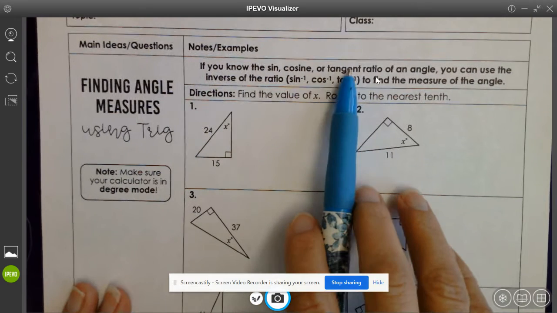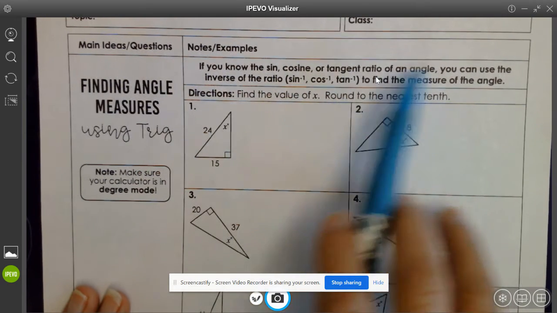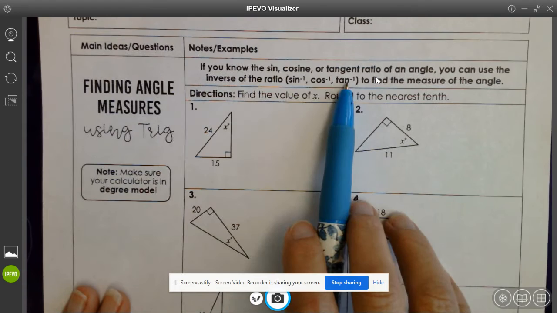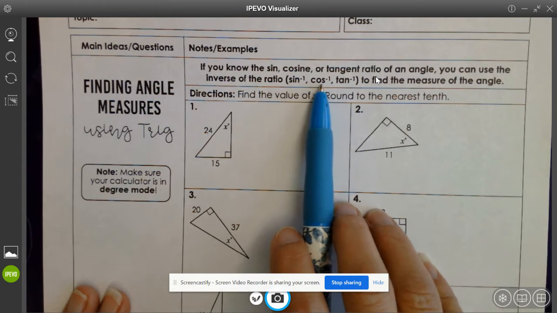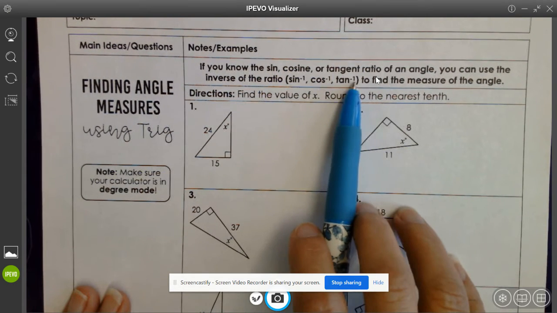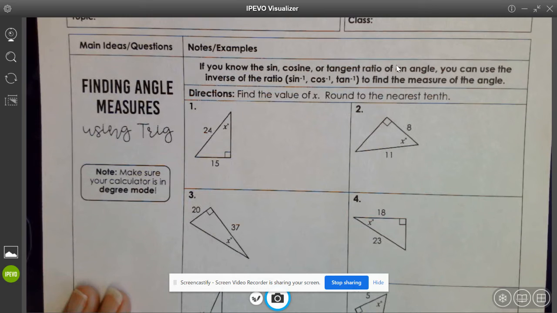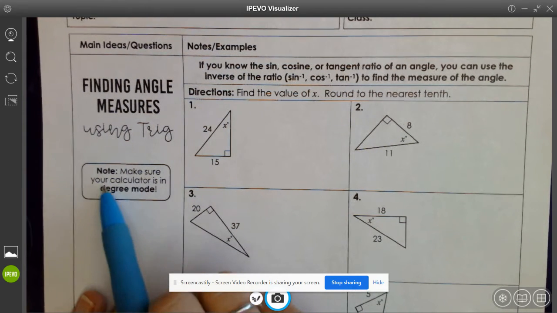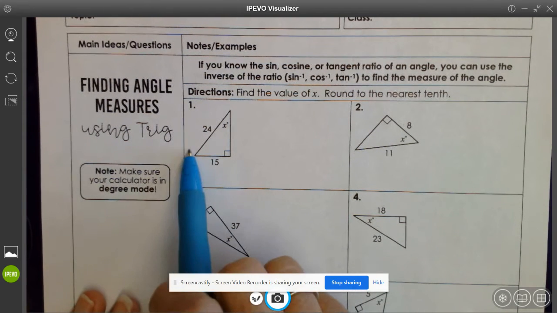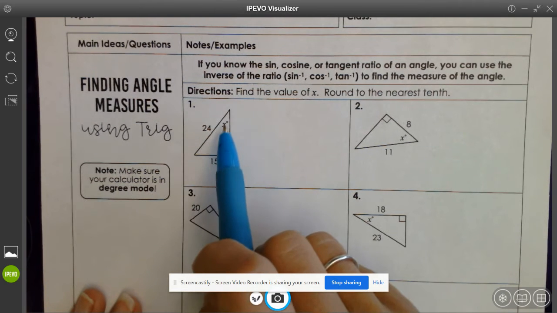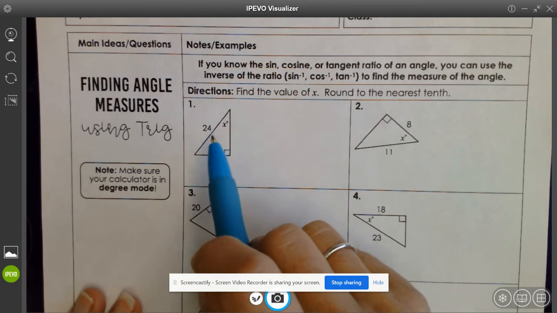So if you know sine, cosine, and tangent ratio of an angle, you can use the inverse of the ratio. So sine inverse, cosine inverse, that little -1 as an exponent, that is the inverse of each of the functions to find the measure of the angle. So let's try that. Make sure your calculator is in degree mode. I usually use my cell phone. I have an iPhone, so that's what I'm going to be using. But in case you don't know how to use your calculator, you got to tell me, right?